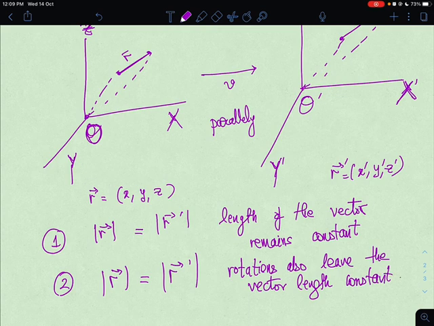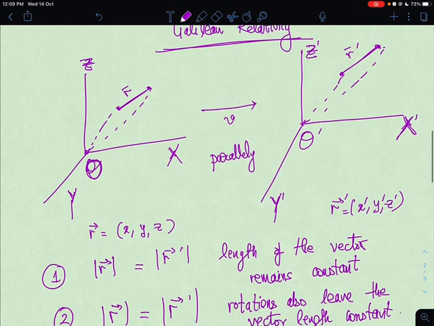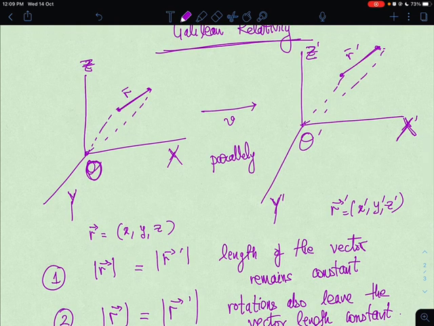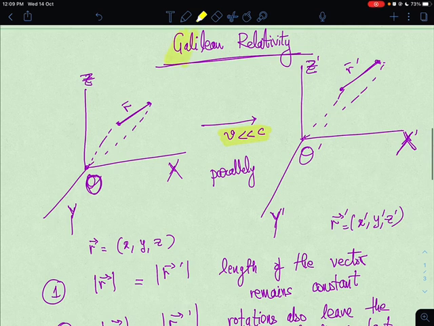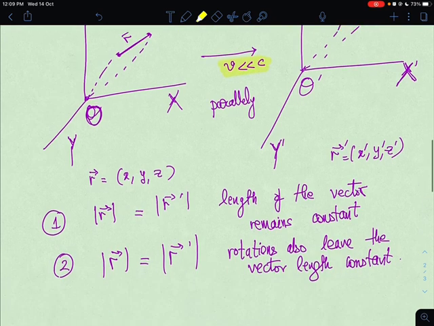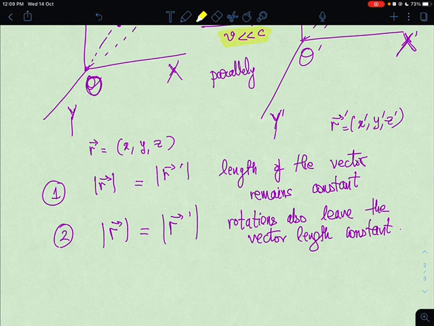So what we have is that even if you rotate or transform, these are non-relativistic speeds. These are speeds much smaller than c. This is important. For speeds which are much smaller than c, we have something called Galilean relativity, which gives you the entire picture, and it tells you that under these transformations from one frame to another, the length of the vector remains constant. There are two consequences, and under rotations also the length of the vector remains constant.